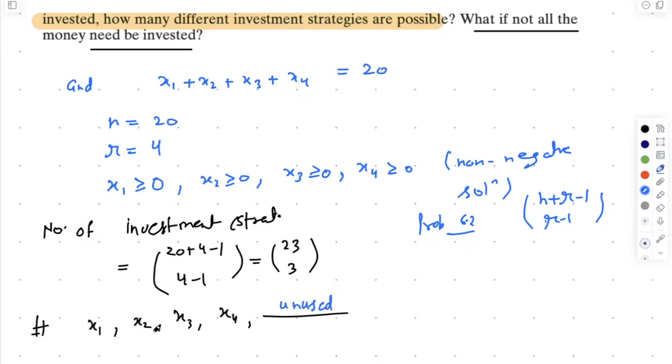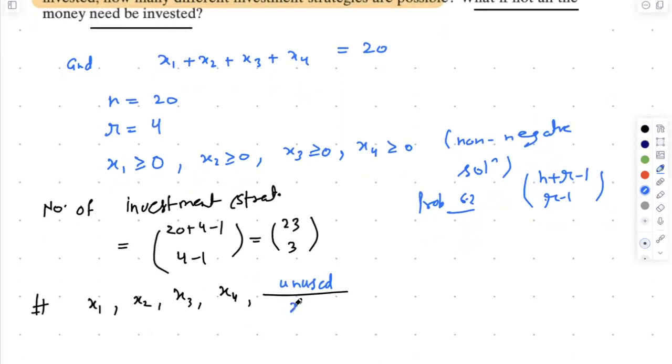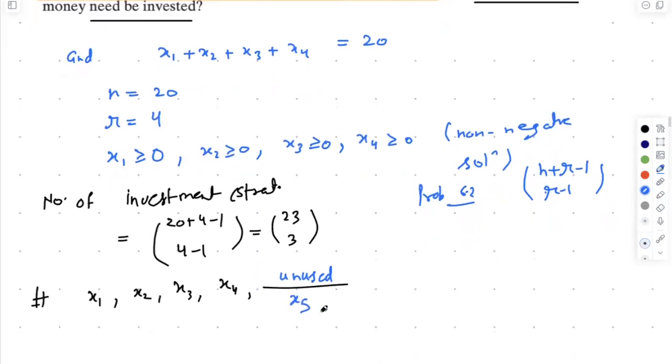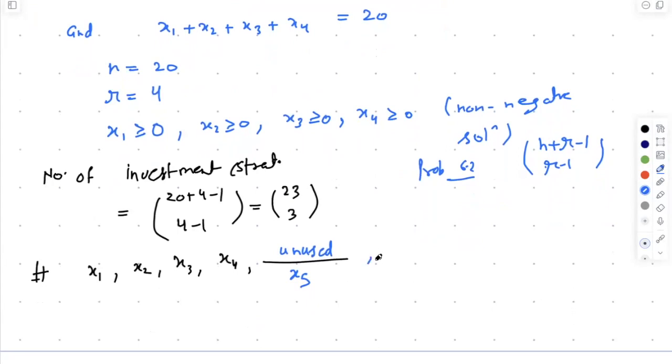You have to invest up to 20,000 in four investments, and obviously you may not invest all the amount. That means there must be some unused amount. So let me assume that the unused amount is x5. So now the question becomes: the sum of all the investments x1, x2, x3, x4 and the unused amount should be 20. And the condition here is that any can be 0 or positive.